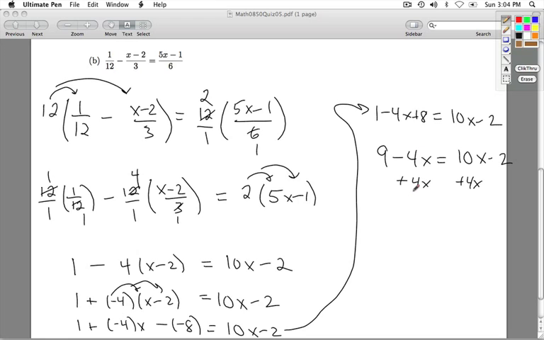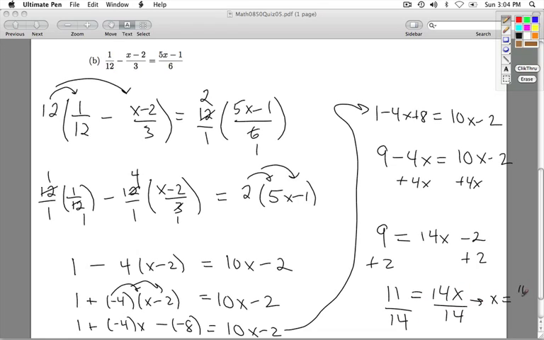Minus 4x plus 4x is 0. 9 minus 0 is 9. So I get 9 equals 10x plus 4x is 14x minus 2. Add 2 to both sides. 9 and 2 is 11. 11 equals 14x. And for the grand finale, I divide by 14. I get x equals 11/14. And that'll do it for Part B, and that'll do it for Quiz 5.